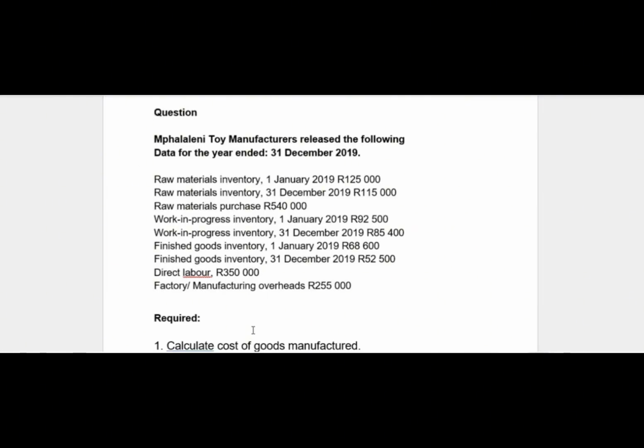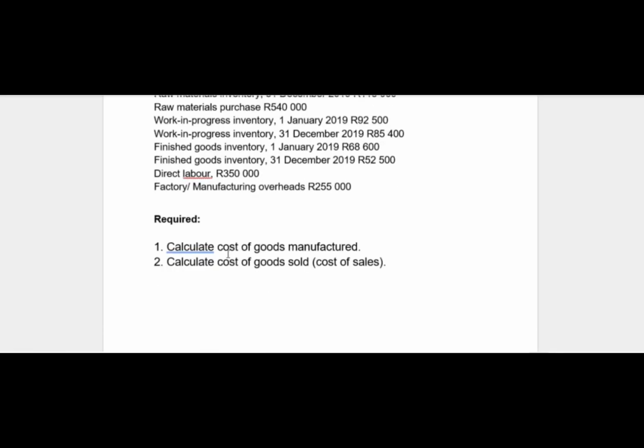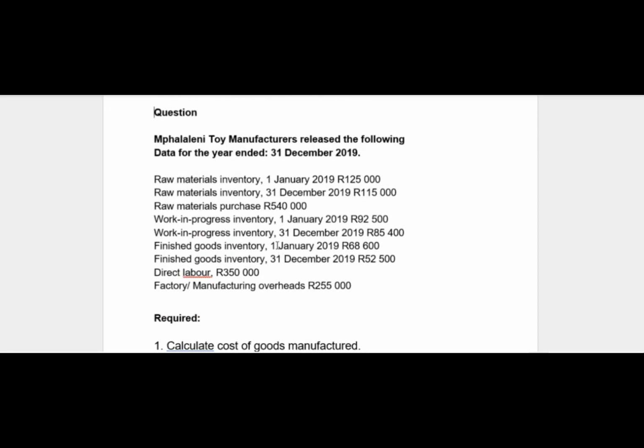Today, I'll be helping you with basic cost accounting, or manufacturing accounting, where we are going to calculate the cost of goods manufactured and the cost of goods sold, which is the cost of sales, right? So this is a question on basic cost accounting or manufacturing accounting. Here is the question that is given and we are going to be dealing with it.